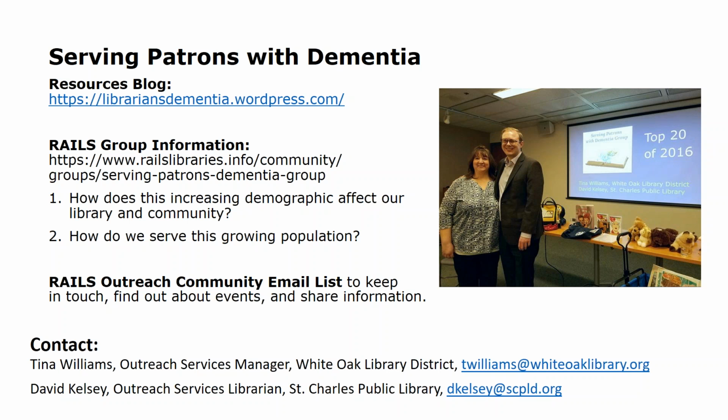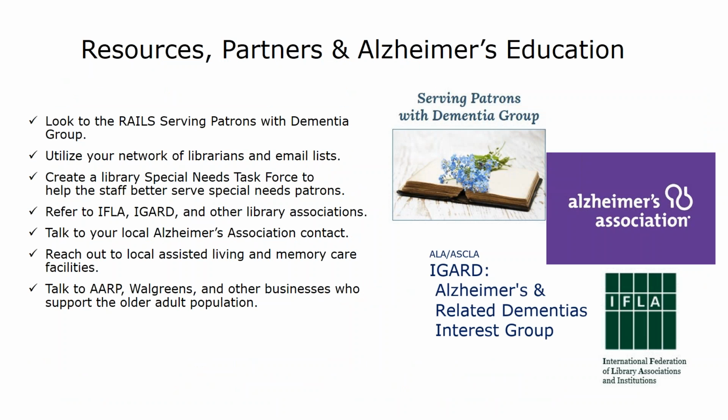And then we'll be wrapping up our year of quarterly meetings at the St. Charles Library on July 19th. So we have all of our resources, all of our contacts on there for you. Again, you can find information on our blog. If you're looking at the Rails site, one of the networking groups, you can just Google Rails Serving Patrons with Dementia, and our page will come up. It has the contact information, it has when we'll be meeting, so that information is available to everybody.